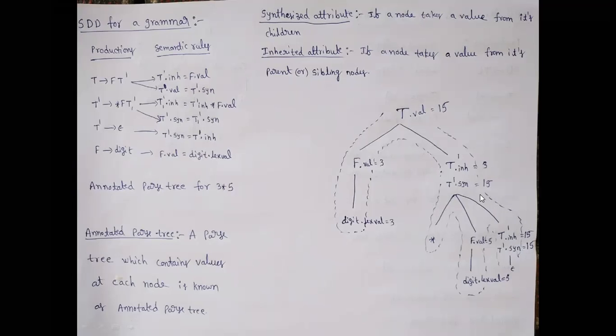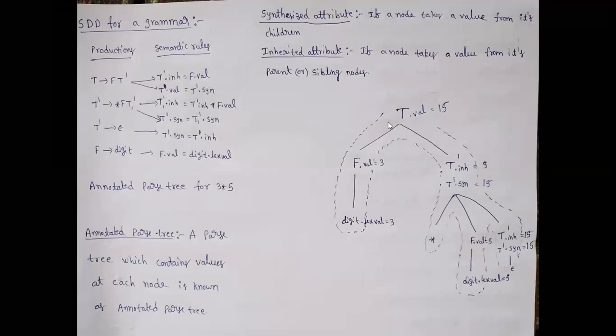Again we move upward. Here there is no value yet, because we have not found T dash dot synthesized. Here we have the reduction T dash produces star F T dash. T dash dot synthesized is equal to T1 dot synthesized. The value of T1 dot synthesized is 15, so this value is assigned to T dash dot synthesized. So here 15.